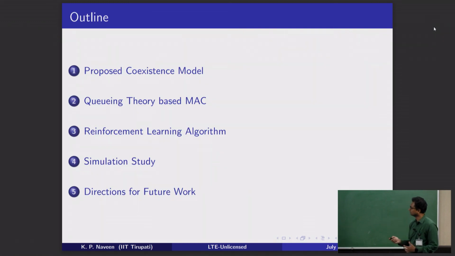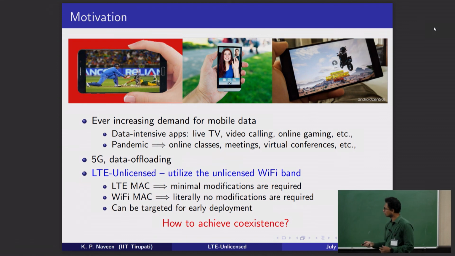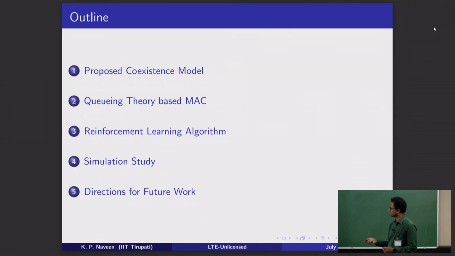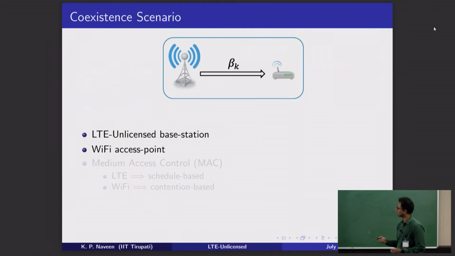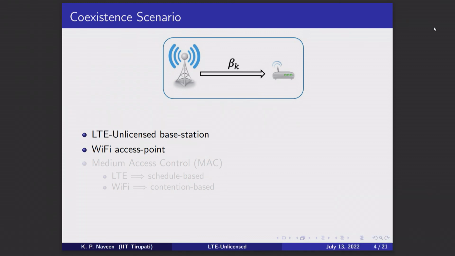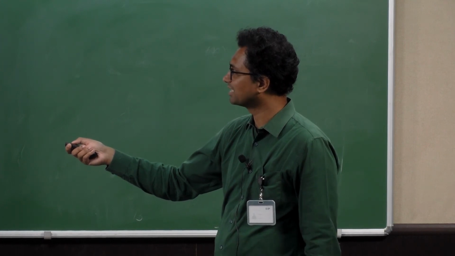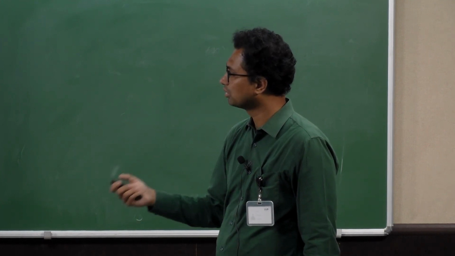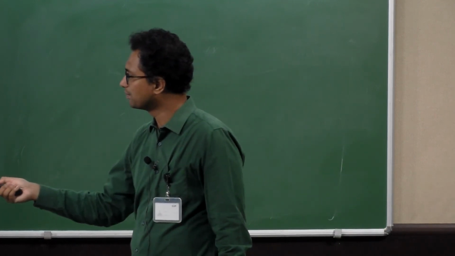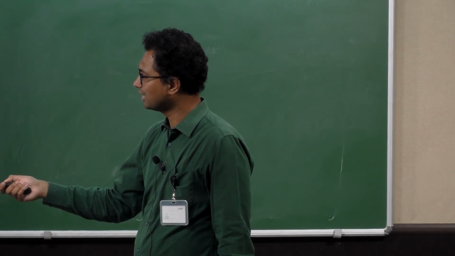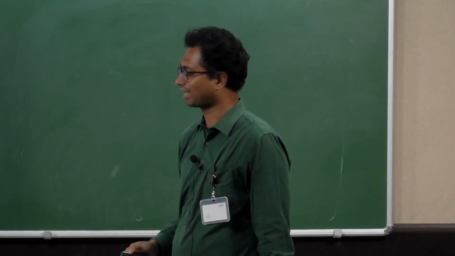So how to achieve coexistence, and these are some of the subsections; we'll go into those things here. First, let us formulate something. Before you can formulate an RL problem, let's formulate a model precisely. We'll assume a very simple model to begin with, and we can scale it up later. Let's say there is one LTE base station and one Wi-Fi access point, and the challenge is the medium access control. What LTE does is use something known as a schedule based MAC.